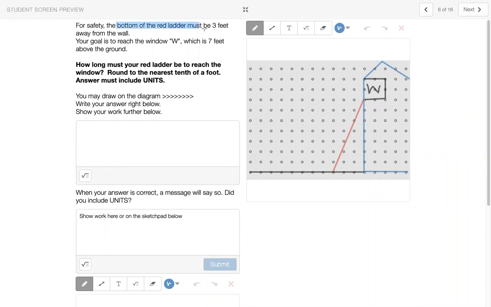So we have the bottom of the red ladder, which is 3 feet away from the wall. So that means right here, this is 3 units. Our goal is to reach the window W up here, which is 7 feet above the ground. Does this look like a right triangle to you?